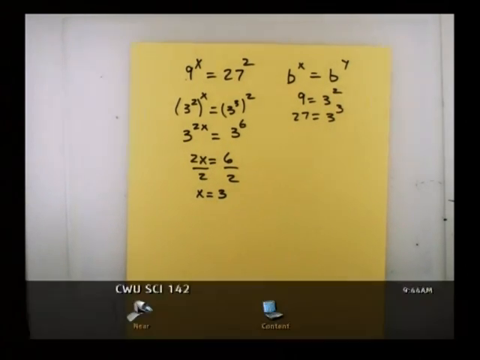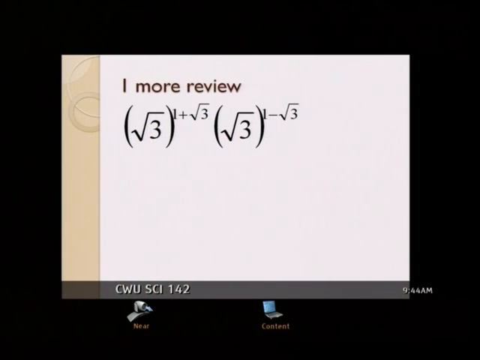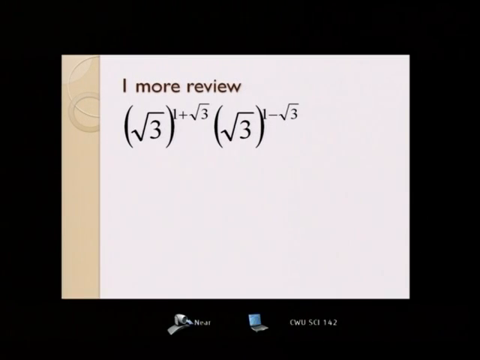Let's take a look at another example. Another seemingly impossible problem at first, but let's see what we can use the properties of exponents for to go through this. We have the square root of 3 raised to the power of 1 plus the square root of 3 times the square root of 3 raised to the power of 1 minus the square root of 3, and somehow we need to simplify that answer. Impossible, you say. Let's take a look at this one. Let's roll the dot cam.